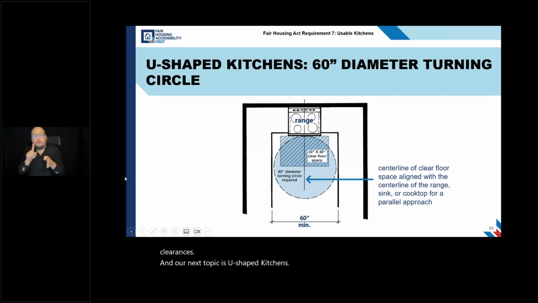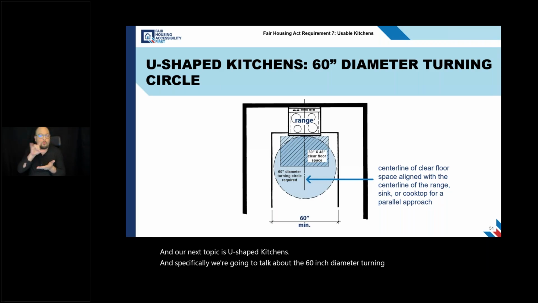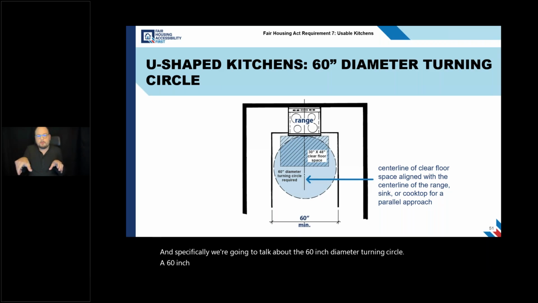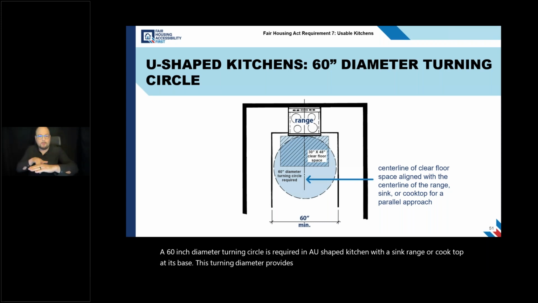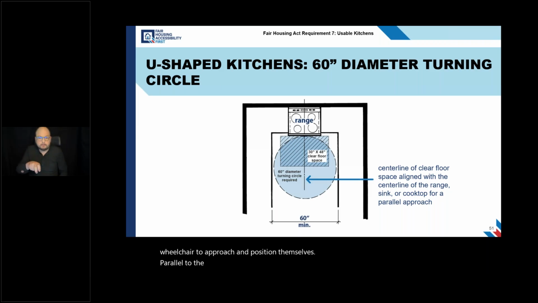And specifically, we're going to talk about the 60-inch diameter turning circle. A 60-inch diameter turning circle is required in a U-shaped kitchen with a sink, range, or cooktop at its base. This turning diameter provides adequate maneuvering space for a person using a wheelchair to approach and position themselves parallel to the appliance or fixture at the base of the U.